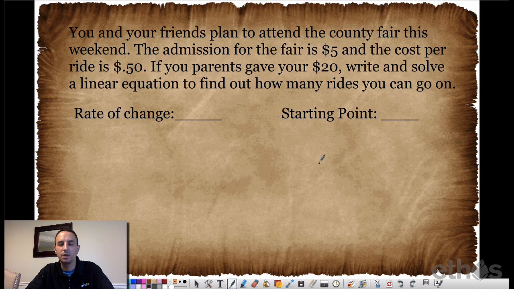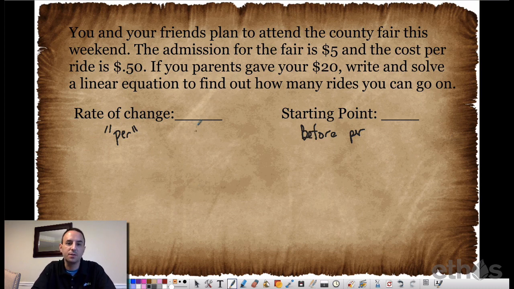You and your friends plan to attend the county fair this weekend. The admission fee for the fair is $5, and the cost per ride is 50 cents. If your parents give you $20, write and solve a linear equation to find out how many rides you can go on. So let's look for the starting point. Remember, this is what you pay before the per statement. And then the rate of change is how much it is per something else, like $2 per item.